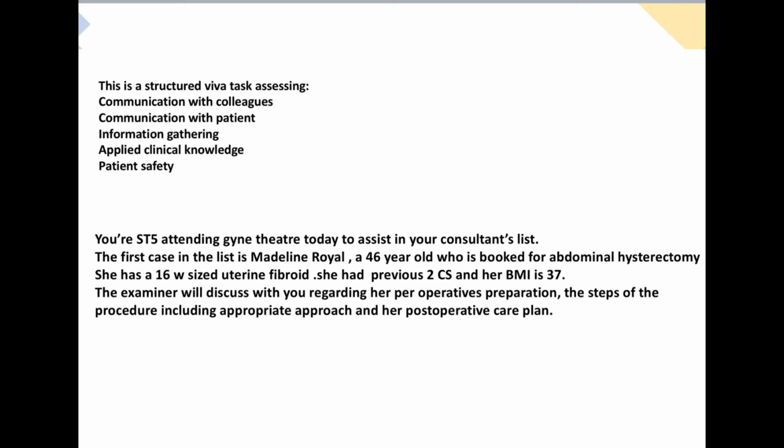So after you have done the VTE risk assessment and taken her history, do we need to examine this patient? Yes, we need to. We need to see what the size of her uterus is. We expect a large size because a 16-week fibroid size means that it's maybe just below the umbilicus, and that will give us an idea of how big the uterus and the fibroid are. So we need to see whether it is fixed or mobile.